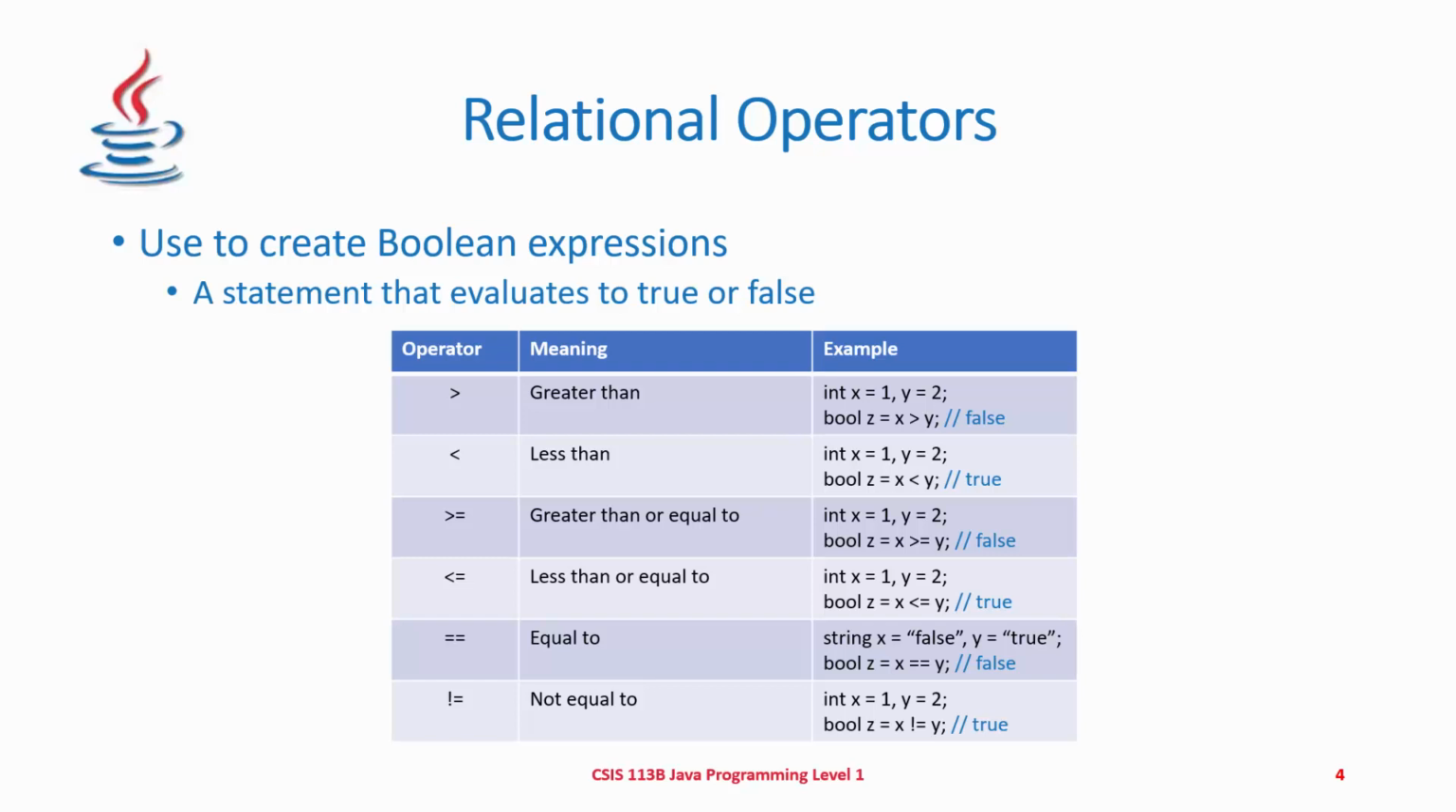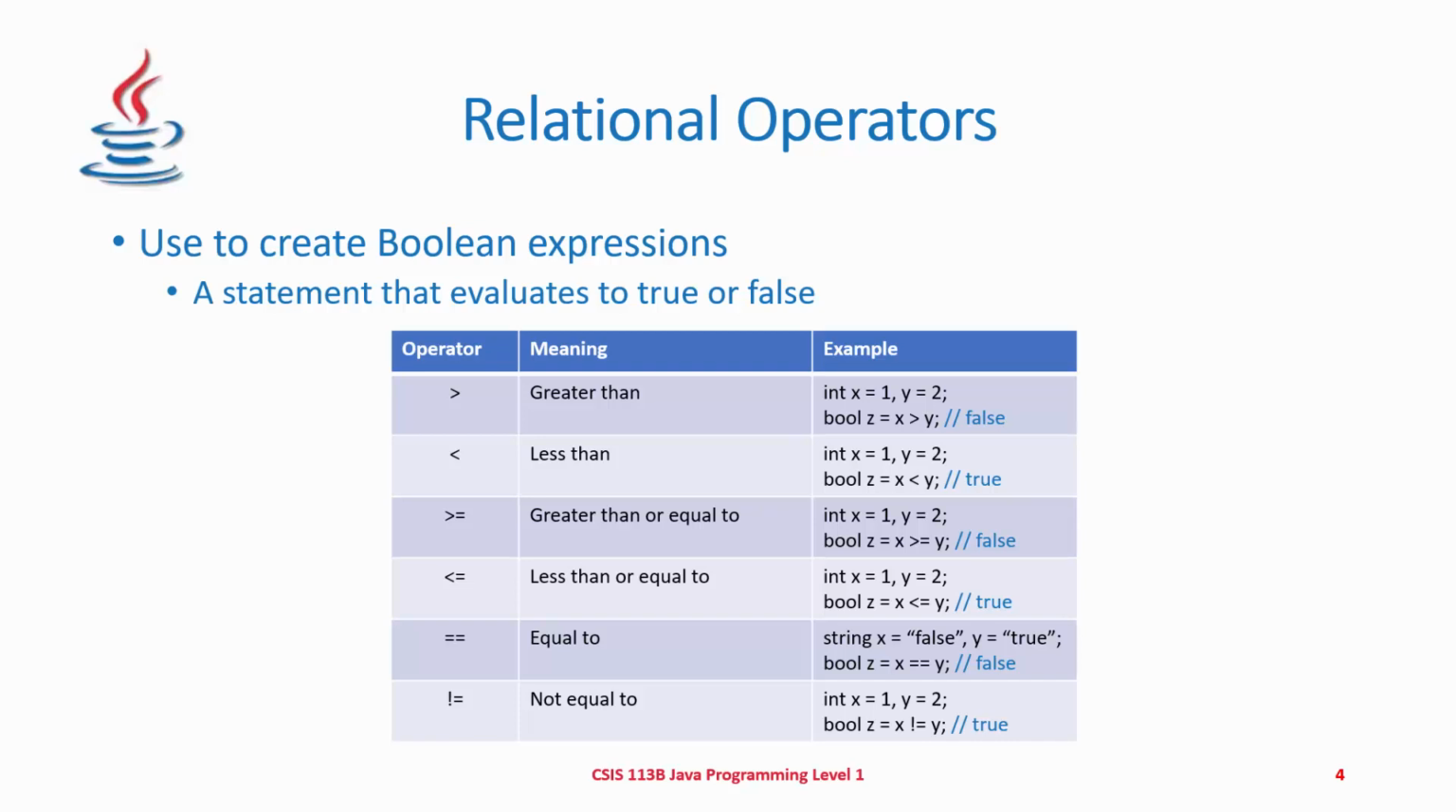Next is greater than or equal to. So now we're checking to see if it's greater than or the same as. So in this case, when we compare 1 to 2 in the example on the far right, 1 is not greater than 2, nor is it equal to 2. So that is false, and so z will be assigned the value of false. The next operator, less than or equal to, checking to see if it's less than or the same as in value. So with our x being 1, y being 2, we're checking to see is x less than or equal to y, and of course x is less than y, and so that is true. That becomes the value assigned to z.